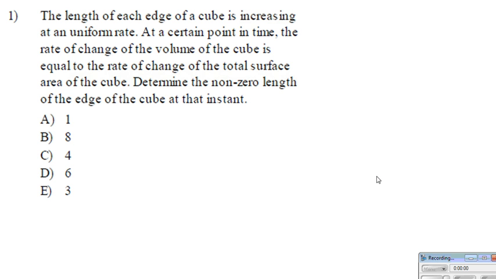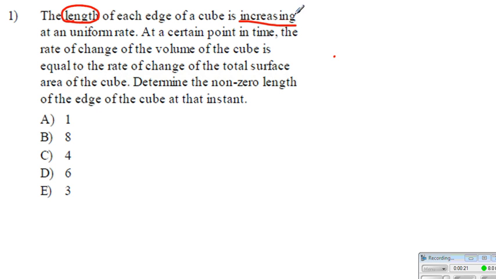Hello class, so we're going to be talking about related rates here. Let us get started with a couple of questions. The length of each side of the cube is increasing. So the keyword here will be increasing. The length is increasing here more than anything. And then at a certain point in time, the rate of the change of the volume.